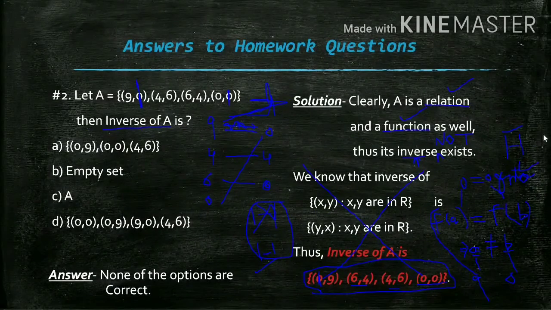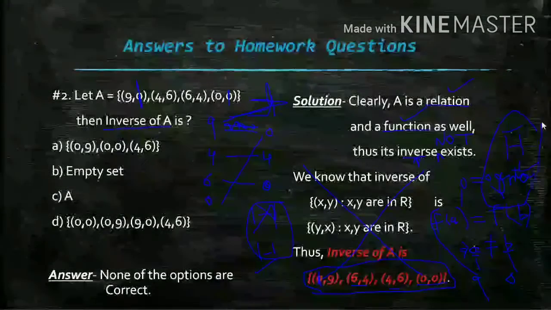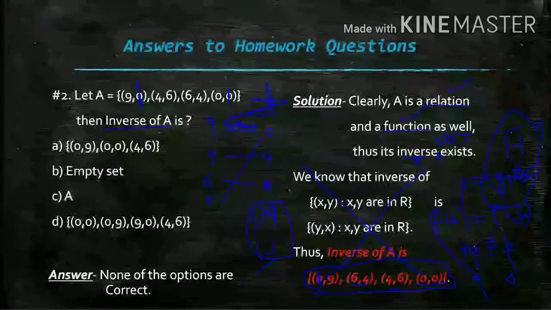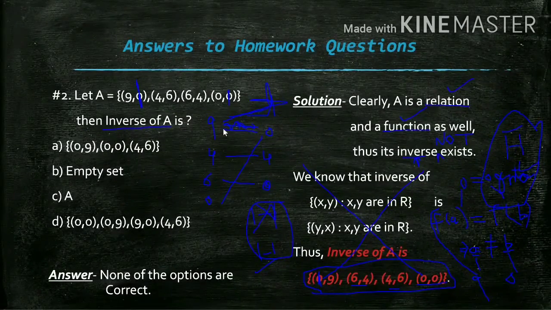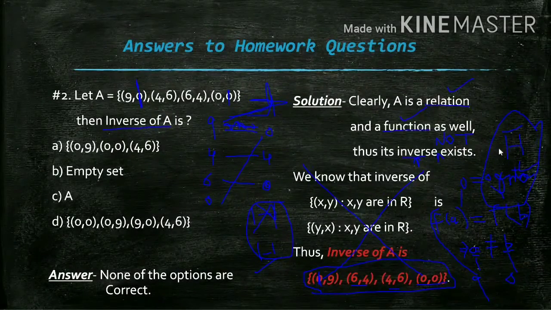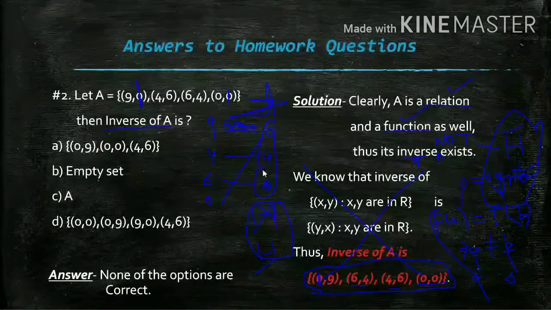Now, in case you don't know how to verify these two properties, 1-1 and onto, I'll make a separate video to help you understand how to check if it's 1-1 or not. For now, just understand this fact: for 1-1, each element has its unique image, and for ontoness, you just need to verify that the range set does not have any element left out.